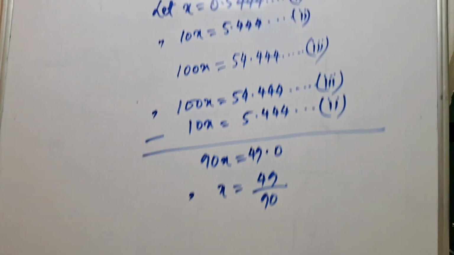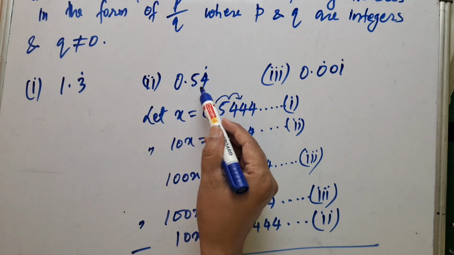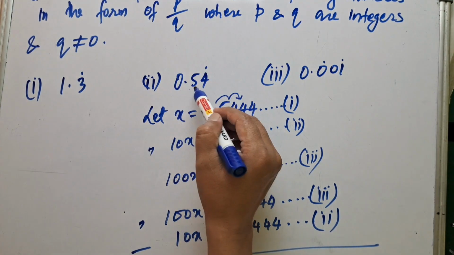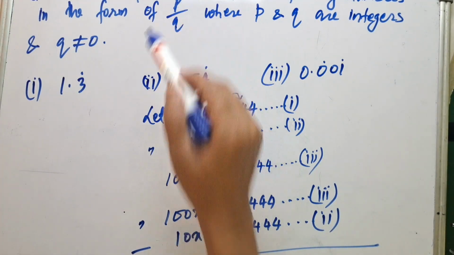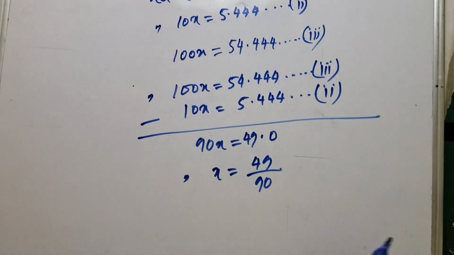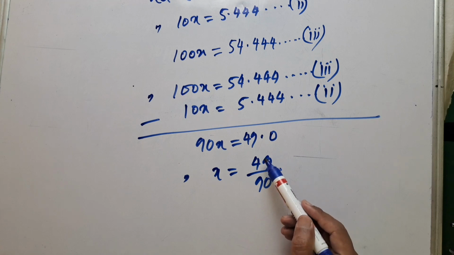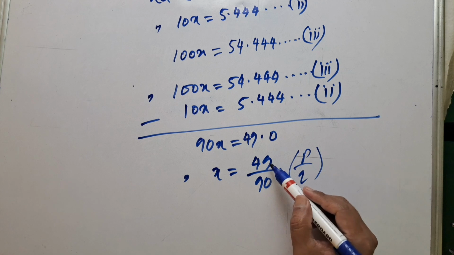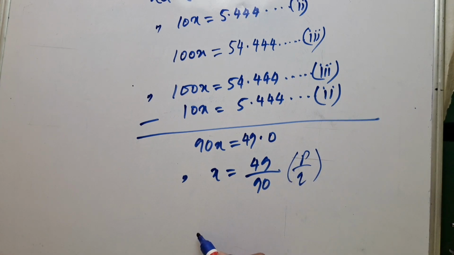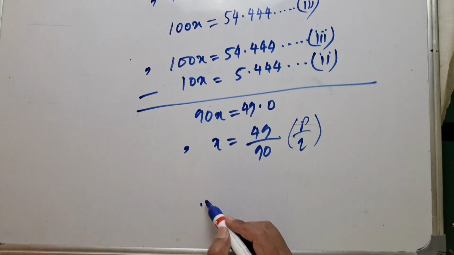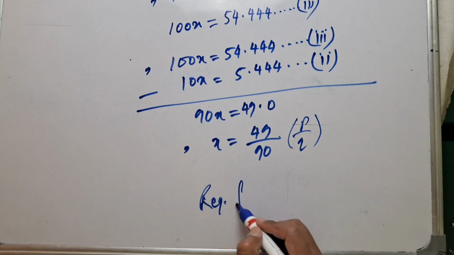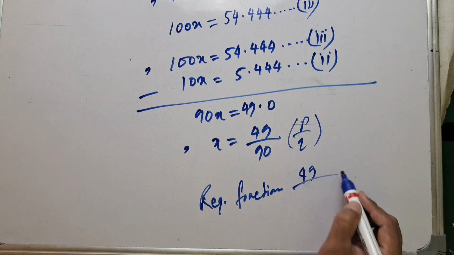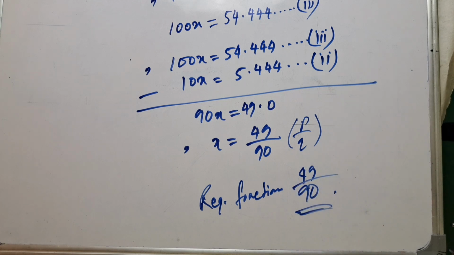So we were asked to convert 0.54 bar, this decimal rational number, into the form p upon q, and we have converted this number into the form of p upon q, that is 49 upon 90. P is 49 and q is 90. The required fraction is 49 upon 90. This is the answer.